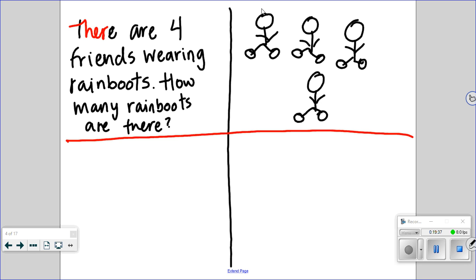If you are a much better artist than me, go to town. I mean, if you can draw rain boots quickly and better than my circles, then go for it. But if circles work for you, I put them in the middle, I get on the third.